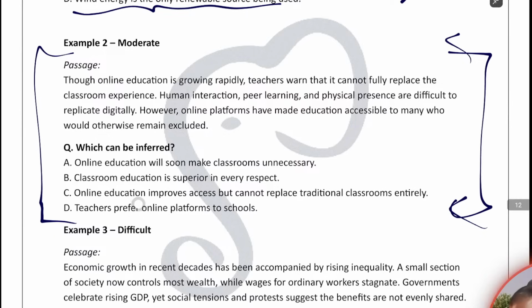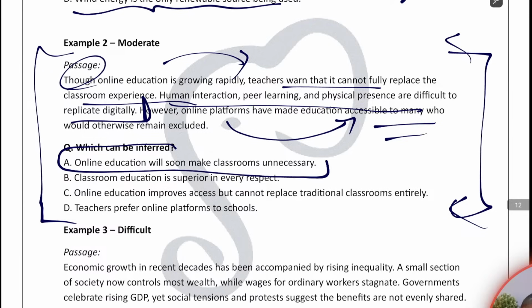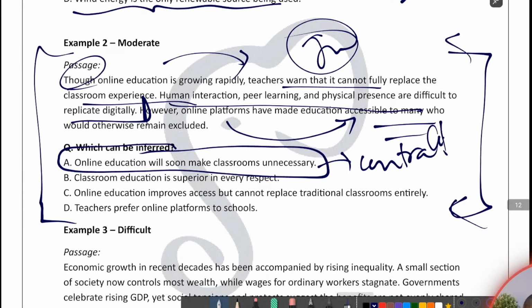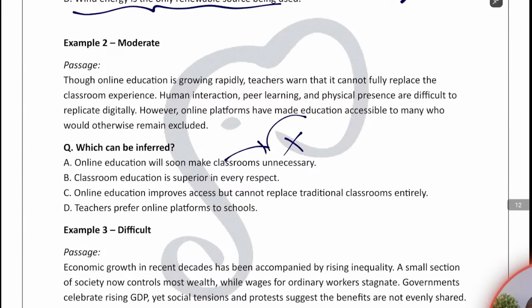Great. Online education is increasing rapidly, but teachers say that it cannot fully replace classrooms. Human interaction is difficult to replace digitally, but online education has made it accessible. Now, online education will soon make classrooms unnecessary. This is contradicting the idea of the author. Author says that online platforms are good, but there are certain problems. Classrooms are very relevant and important. Whereas your answer choice A says classrooms are unnecessary, this is contradicting.